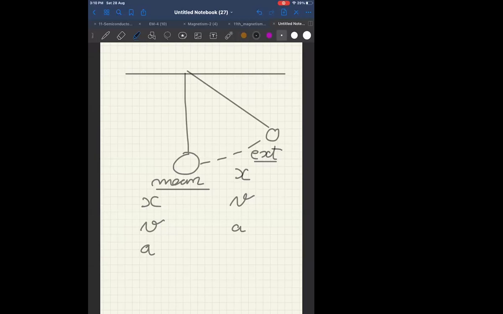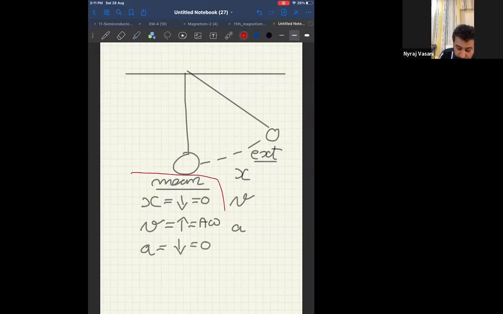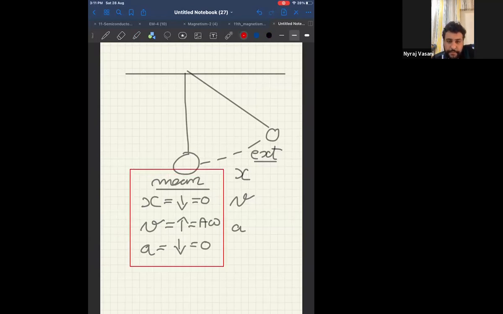Displacement is, listen to this. Now I'll repeat once and after that I want all hands to go. Displacement at mean position is minimum, which is 0. Velocity at mean position is maximum, which is a omega. Acceleration at mean position is minimum, which is 0. This completes everything about mean position. Any doubt?